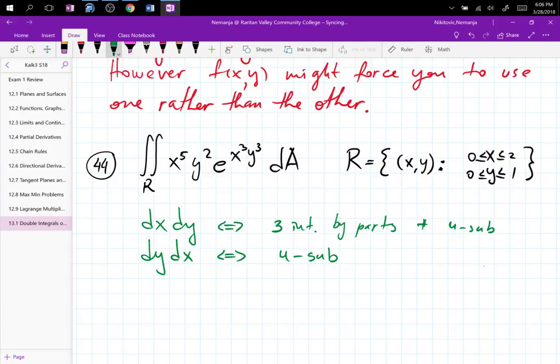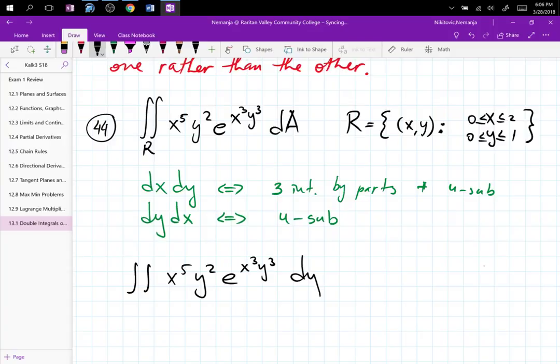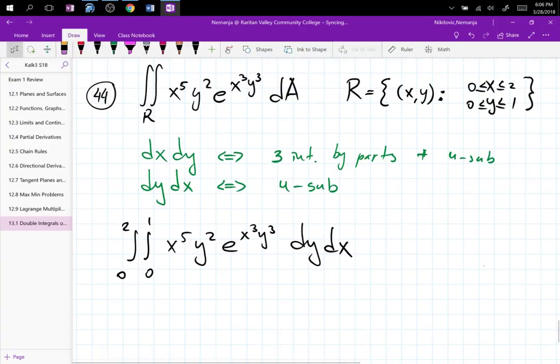So let's set this up as a double integral: x to the 5 y squared e to the x cubed y cubed. And now we want dy dx. X's are 0 to 2 on the outer, and then 0 to 1 on the inner. Great. So now we have to use our u-sub.